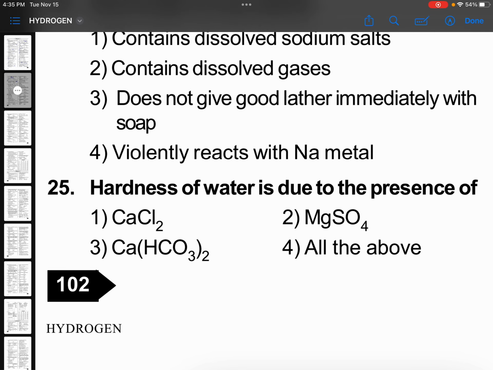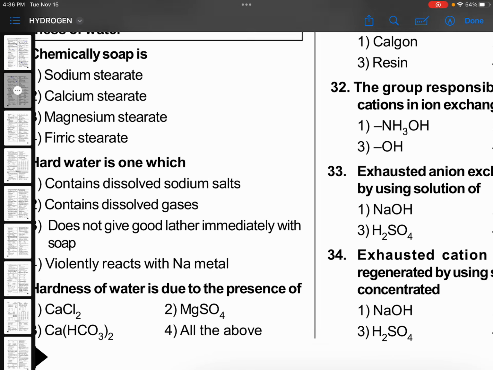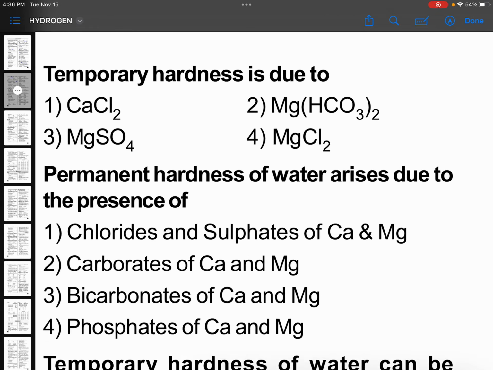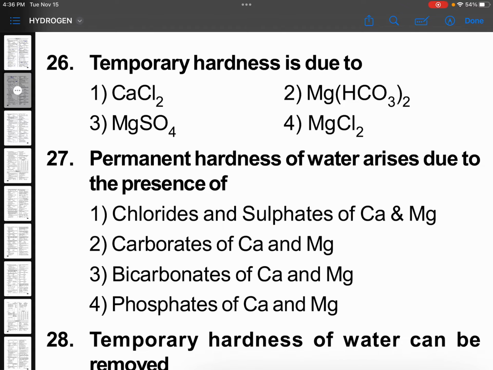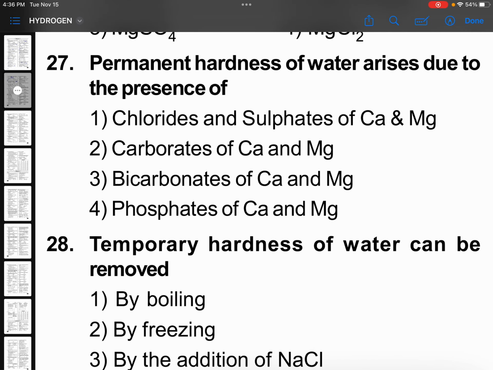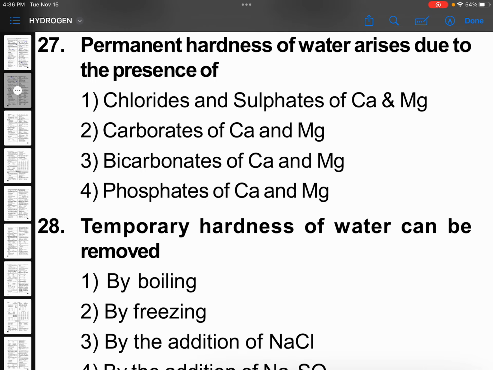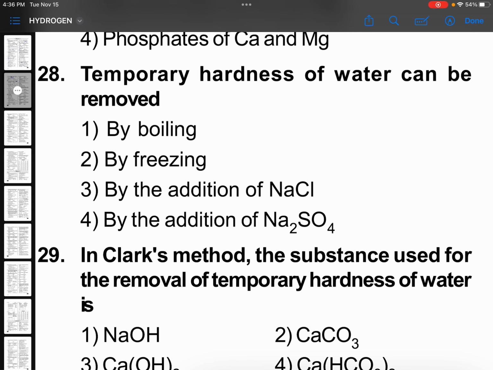Coming to hardness of water, it is due to the presence of, as we were discussing, calcium, magnesium chlorides, sulfates, bicarbonates. Calcium chloride, magnesium sulfate, calcium bicarbonate. So all of these. Coming to question number 26. Temporary hardness is due to bicarbonates. So option 2, magnesium bicarbonate. Permanent hardness of water arises due to the presence of chlorides and sulfates of calcium and magnesium. Option 1, direct questions.